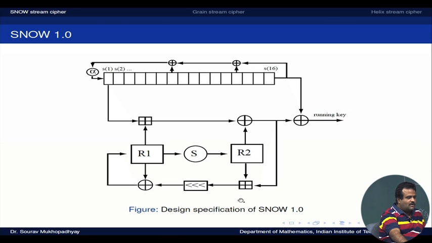As a part of it, we have two 32-bit registers, R1 and R2, and this is an S-box, and this is a simple bitwise XOR operation, and this is the addition operation mod 2 to the power 32, and this is the circular shift. These are the operations in Snow 1, and finally we take this bit along with this and XOR these two to get the key stream bit.